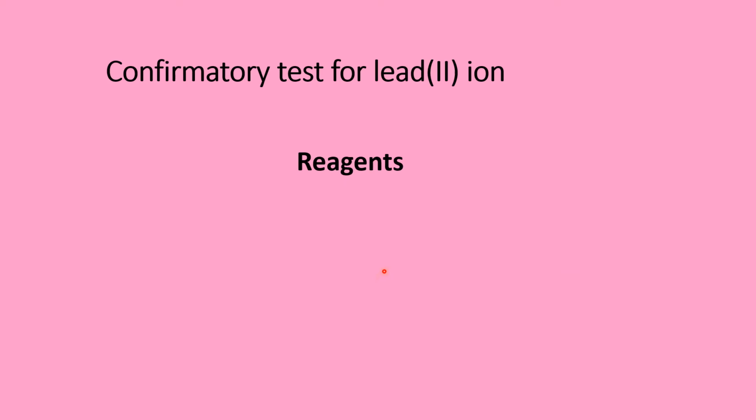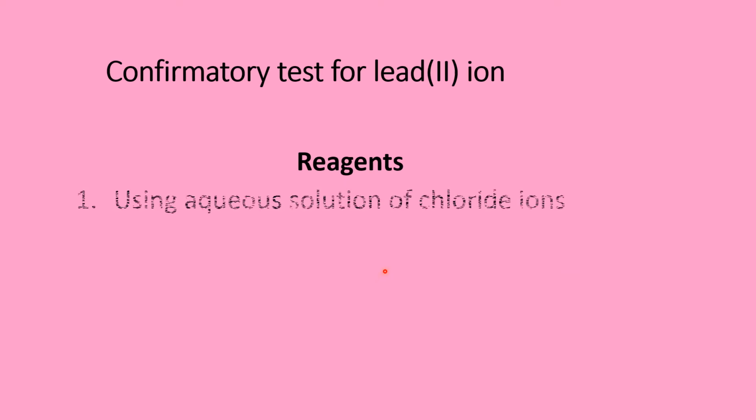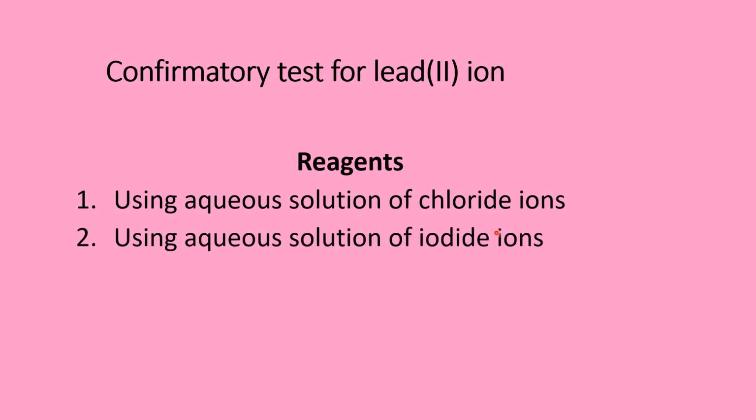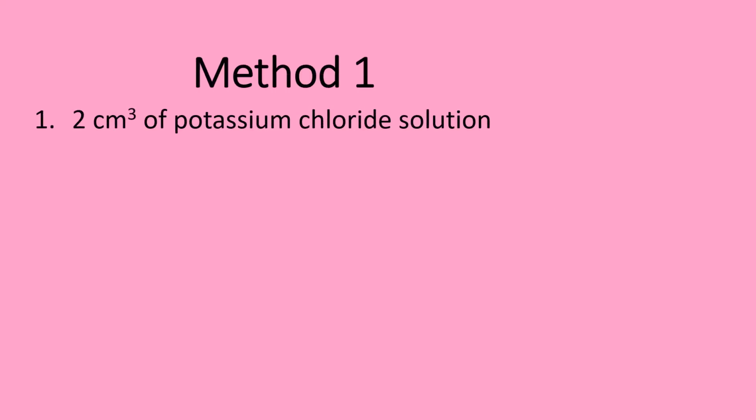Confirmatory test for lead-2 ions. Okay, ini baru page 18. Tadi page 17. Reagent using an aqueous solution that contains chloride ions, or using an aqueous solution of iodide ion. Ada dua cara lah. Sama ada chloride, maksudnya kita nak gabungkan Pb2 plus with the Cl minus, or Pb2 plus with the I minus. Go to the first method.